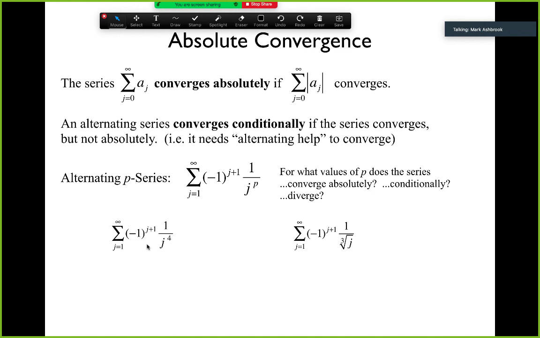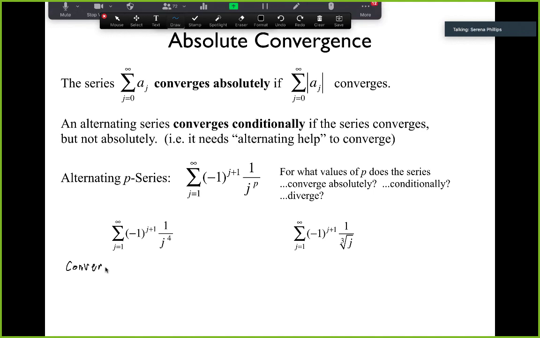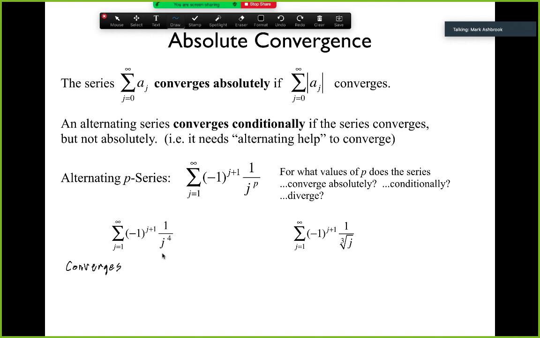So here's the alternating P series with P equal to 4. Does it converge absolutely? Yes. Why? Because without the alternating component, it would converge anyway because P is greater than 1. Oh, well said. That was excellent. So this converges absolutely.